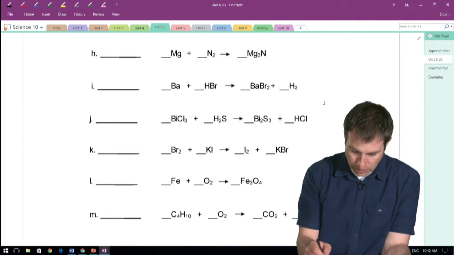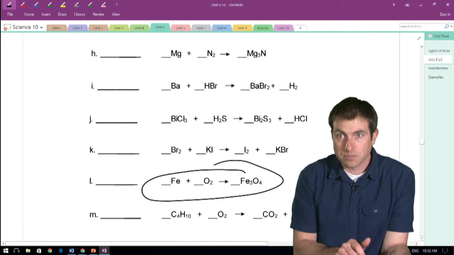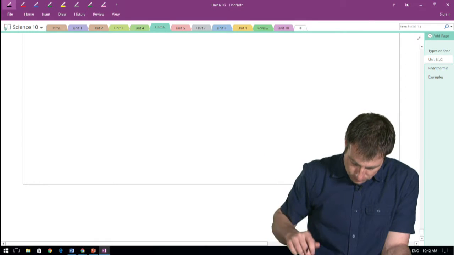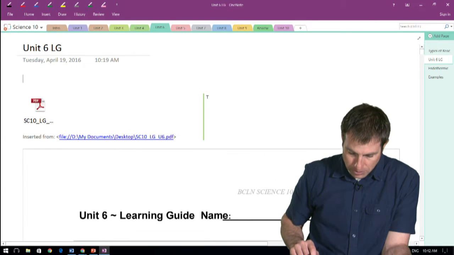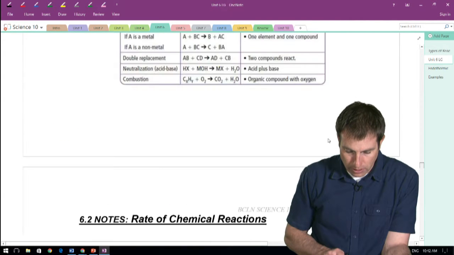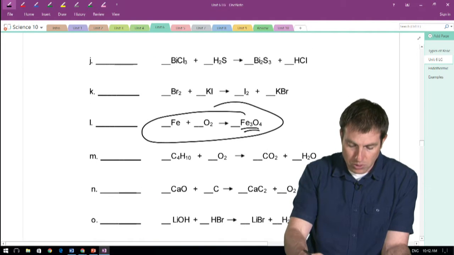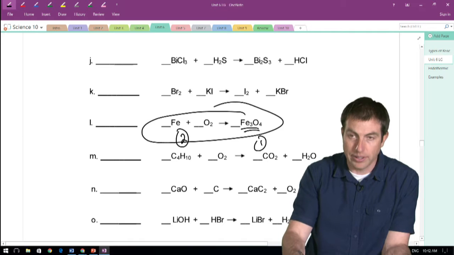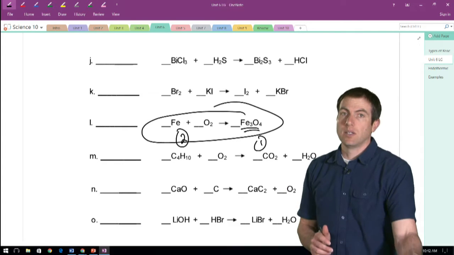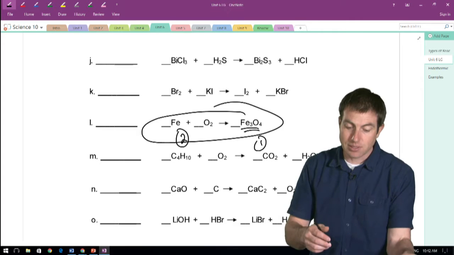Let's look at an example here. Let's look at letter L. It has Fe and O2. I have 2 things that are by themselves. This is a single element, and then I have another element, 2 single things. 2 single things are combining together to produce a compound. So I'm starting with 2 things, and I'm ending with 1. Starting with 2 and combining them together to produce 1, this is going to be a synthesis reaction.